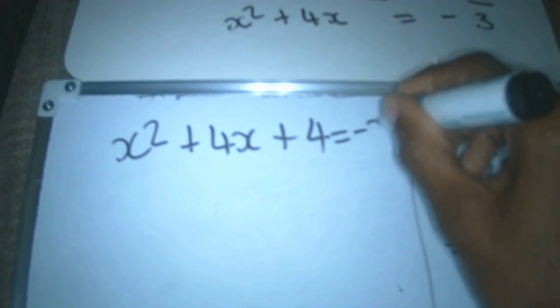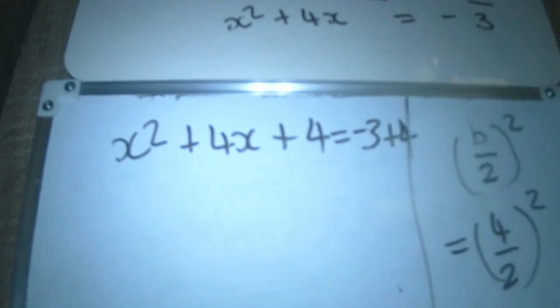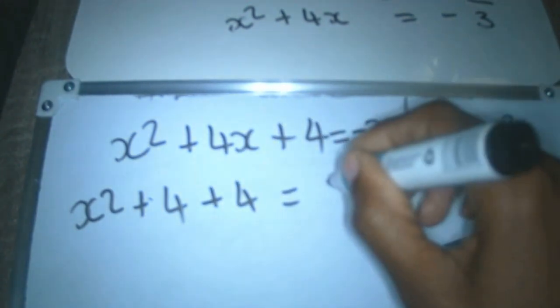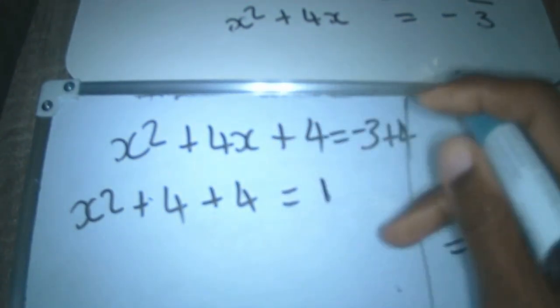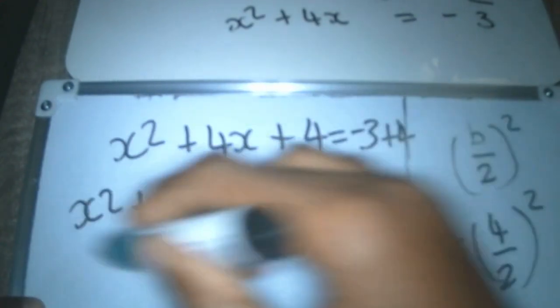So b is 4, right? And that gives you 4. So what are we going to do with this 4? This 4, we're going to add it on your left hand side and also on the right hand side. So what we end up having, we have x squared plus 4x plus 4, okay, is equal to minus 3 plus 4. Alright, then now x squared plus 4x plus 4, that gives you 1, right?